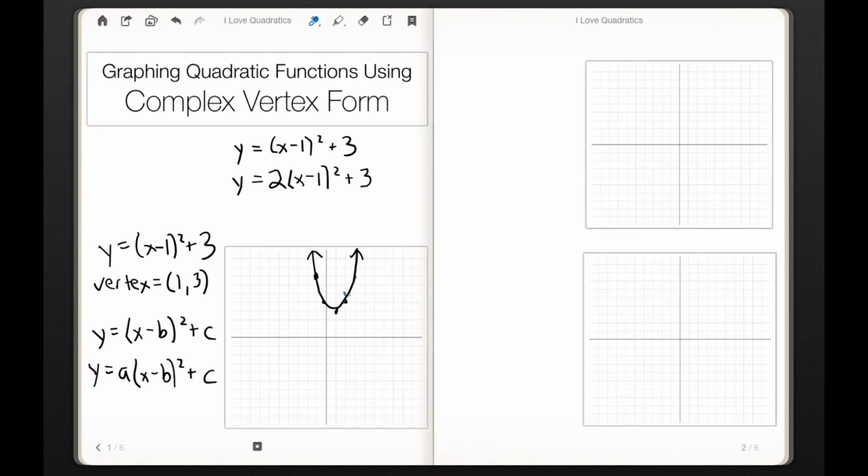And then, instead of going up by 3, as we did here, we're going to go up by double that. We're going to go up by 6. So 1, 2, 3, 4, 5, 6. It will be way up here.